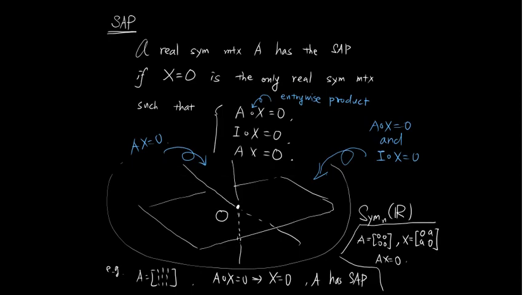A matrix, we only focus on the real symmetric matrix. A real symmetric matrix A has the strong Arnold property if x equal to 0 is the only solution to the following equations. So you will use matrix A to set up 3 equations, and then you will try to find the solution to these 3 equations. Suppose x equal to 0 is the only real symmetric matrix, the only solution to these 3 equations. Then it has the SAP.